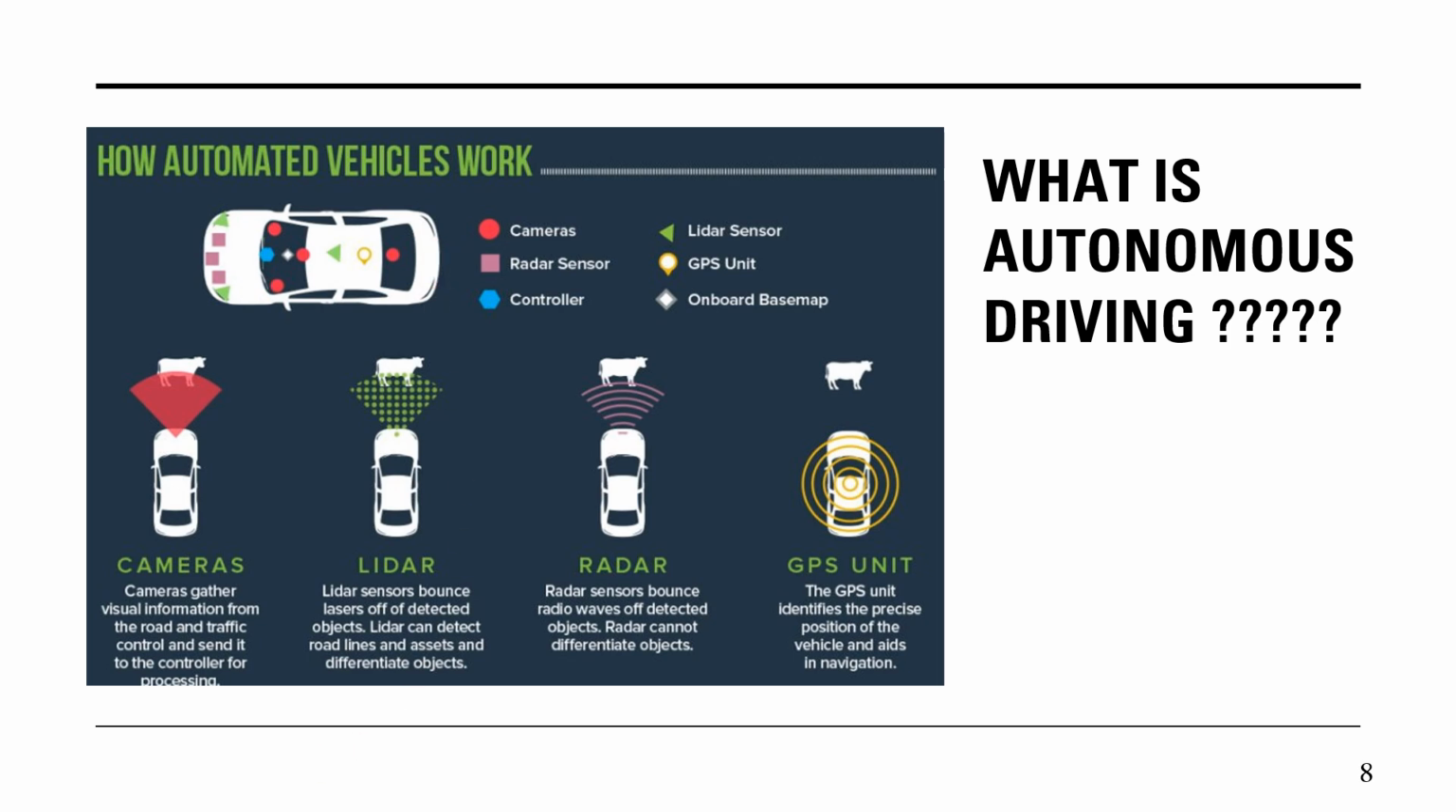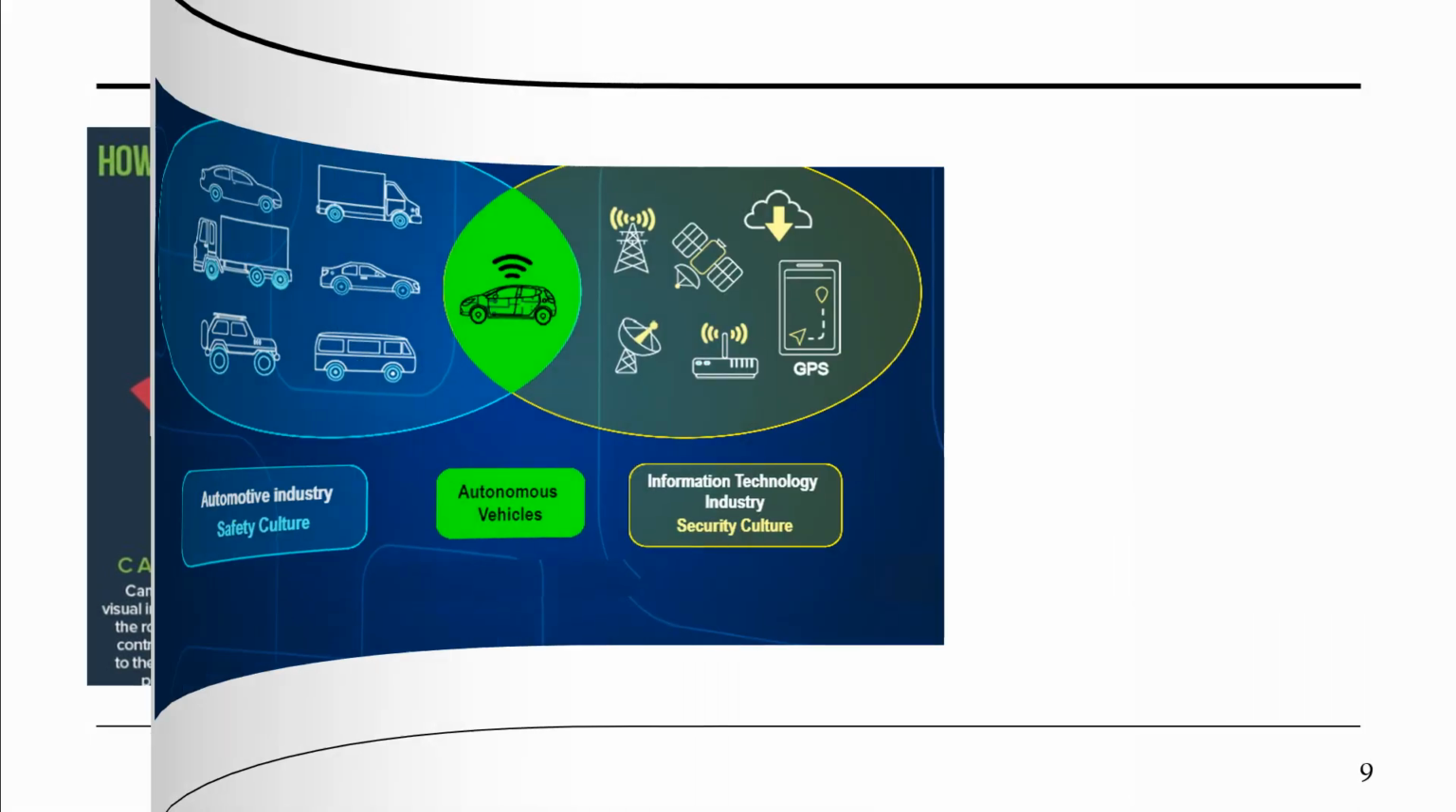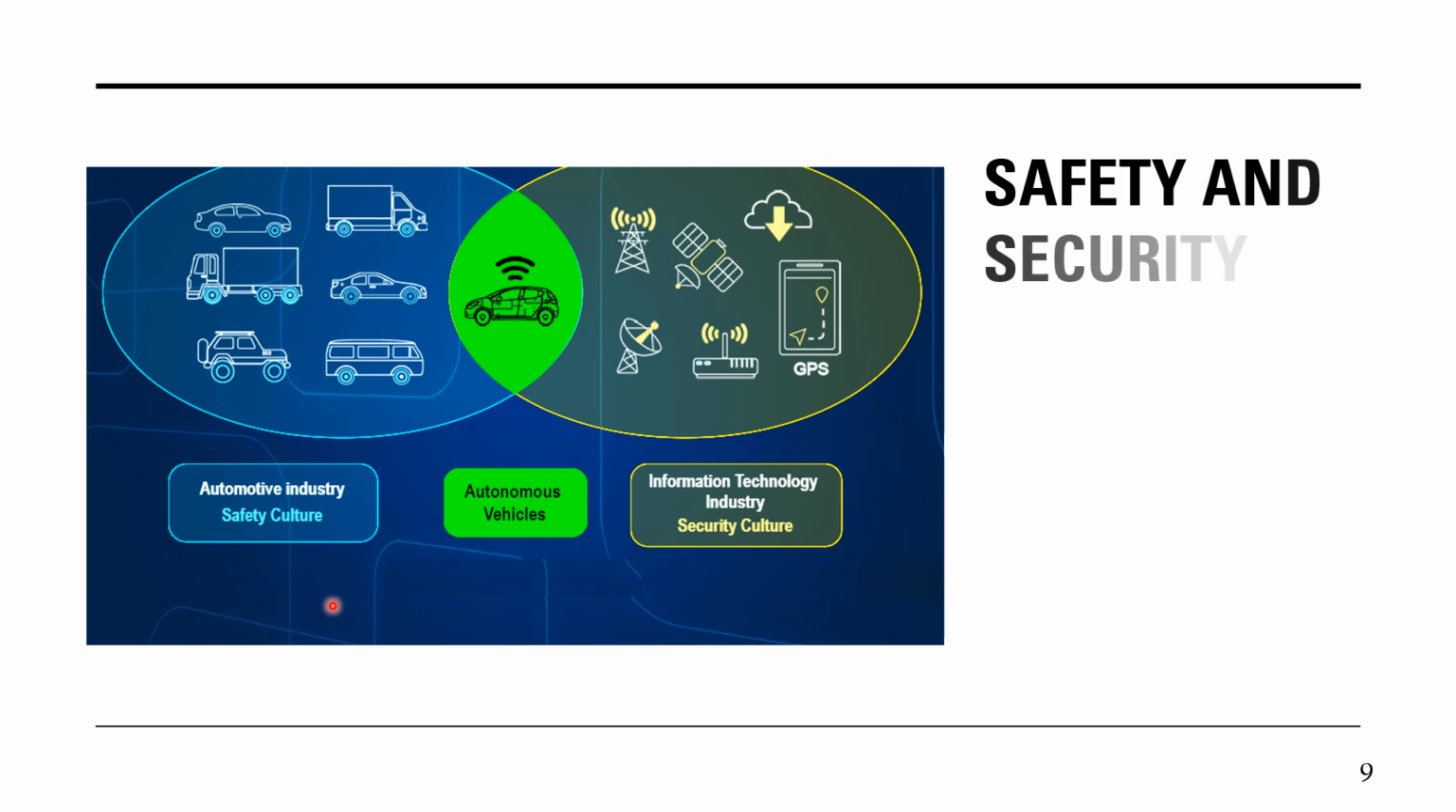And coming to the next slide, we are talking more about safety and security from the past slides. So why is this safety and security required and where does it come from? For example, if you see here, there is a small connectivity between the automotive industry safety culture and the information technology security culture. And in between is where autonomous vehicles are involved.